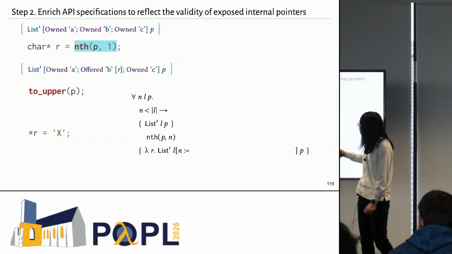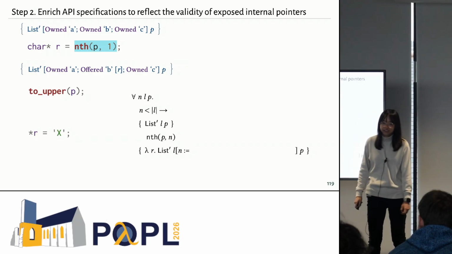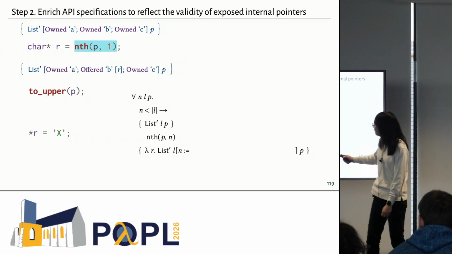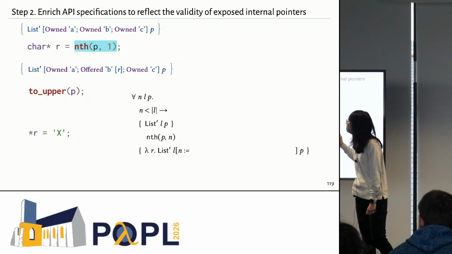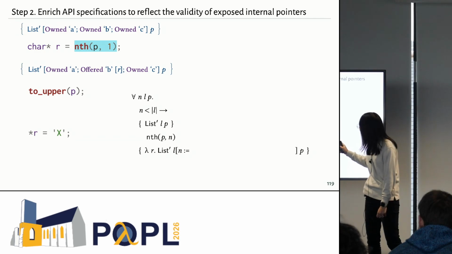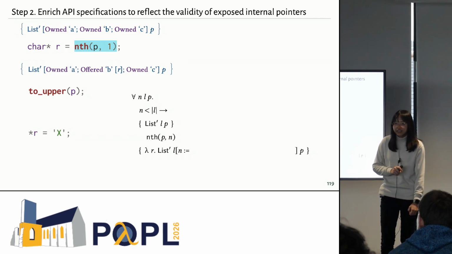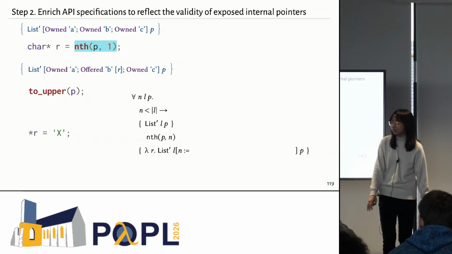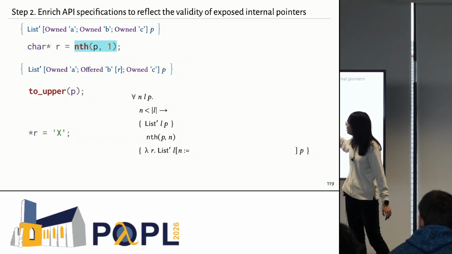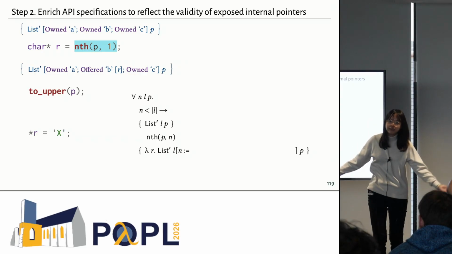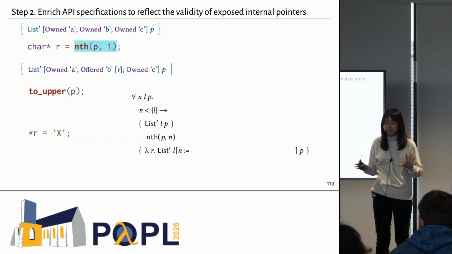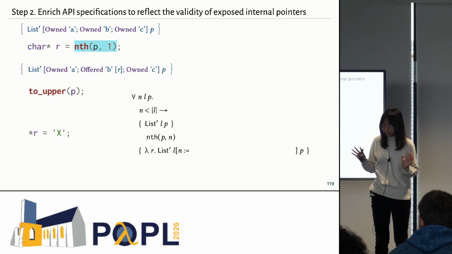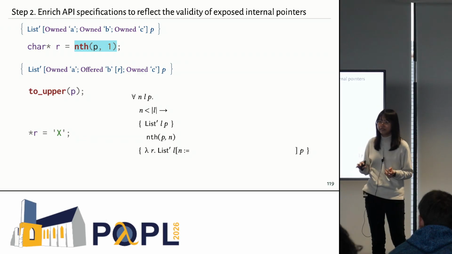Well, we need to say that if n is valid, it's less than the length of the list, and then if we have a list L described by list prime. And you can notice here, list prime actually allows all kinds of borrowing states. So this element, the element of interest, can be owned, can be offered, can even be borrowed. We don't care, because end is actually a function that only cares about the underlying shape, the underlying structure. It doesn't care whether the element is available here or not.